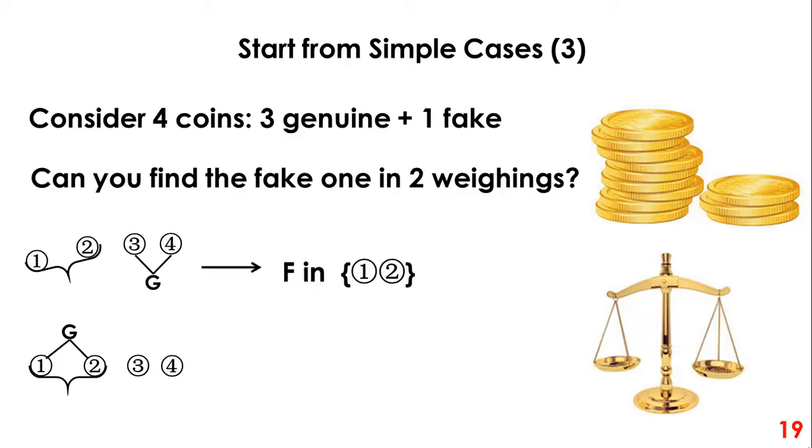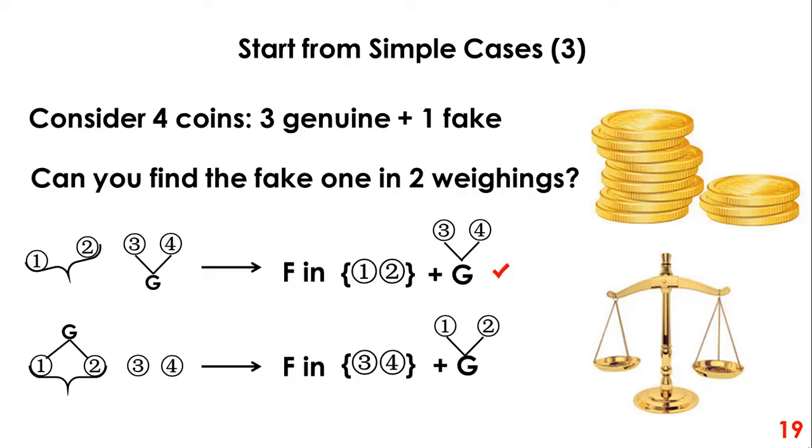For case 1, the fake is in the coin 1 and coin 2 group. Then we can add a good reference coin, just taking one from 3 or 4. Then we can solve it, because it's a 2-coin problem, which we have solved. In the second case, we know the fake is coin 3 or coin 4.